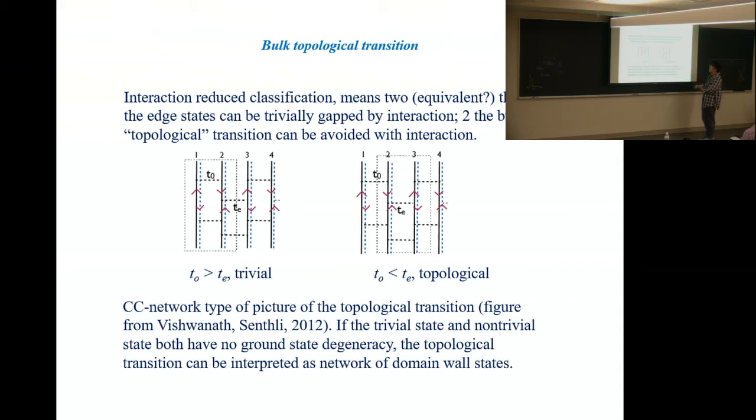Suppose the interaction can gap out the boundary without breaking any symmetry. Then the topological network model will tell you that the transition between this one and this one will not close the gap. There is no real phase transition between the two ends. So this picture suggests that the two statements I made before, that the boundary can be gapped out without breaking symmetry, and that there exists an adiabatic curve connecting the two phases, seem to be equivalent.